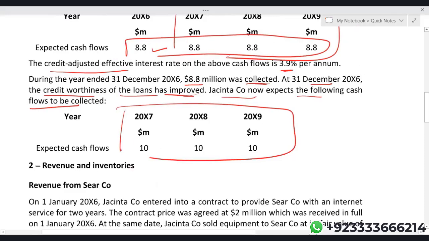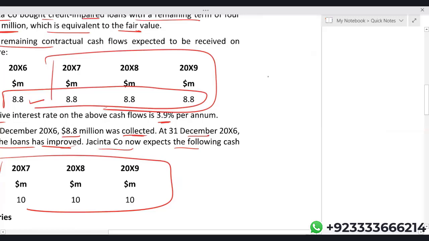Now, first of all, obviously, you have to discuss IFRS 9.